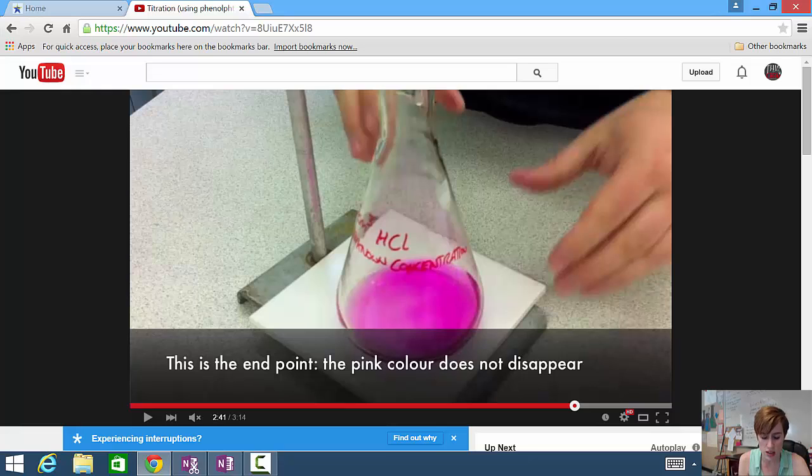And see, he just added one more drop and he reached the end point because this is the slightly pink color you're supposed to look for. If he kept adding one more drop or two more drops past the end point, then he would have become a basic solution and it would have turned a really, really bright pink.